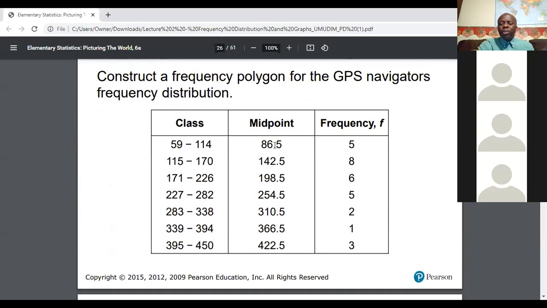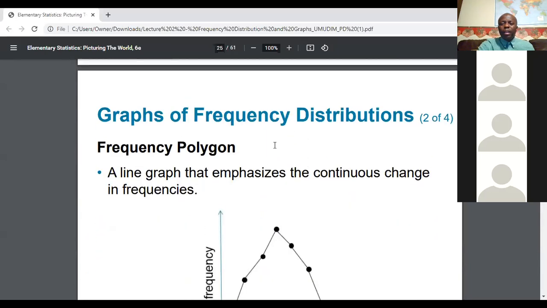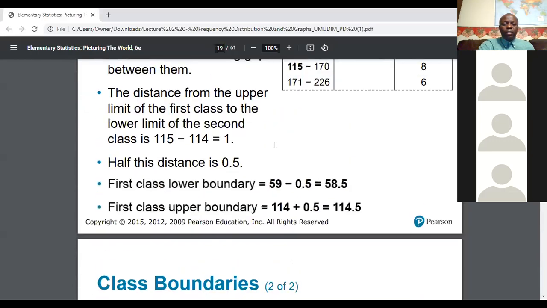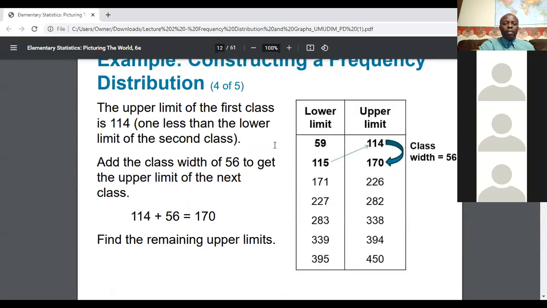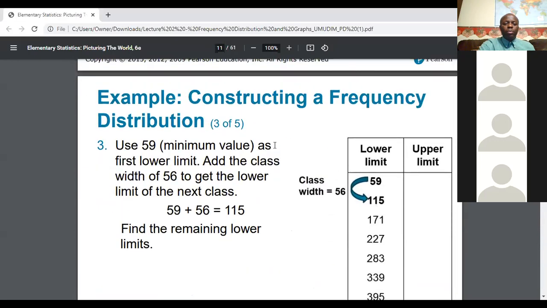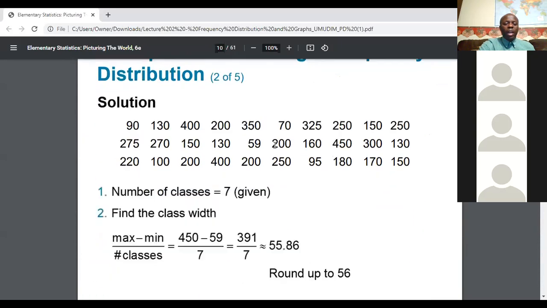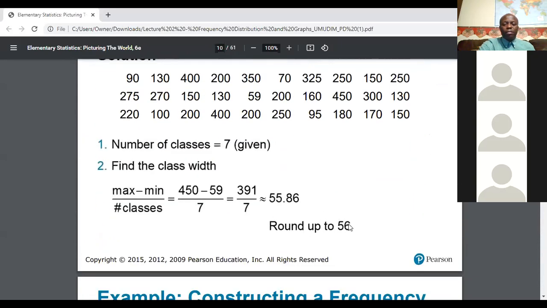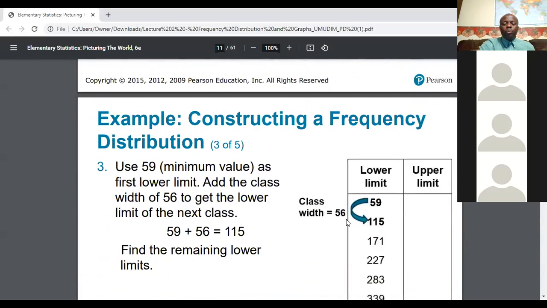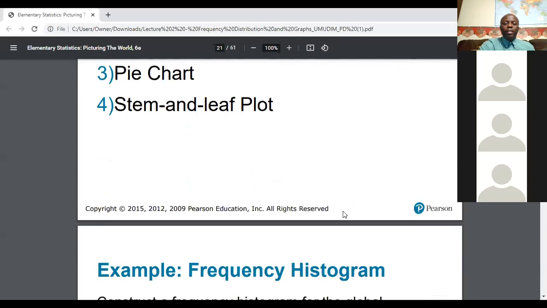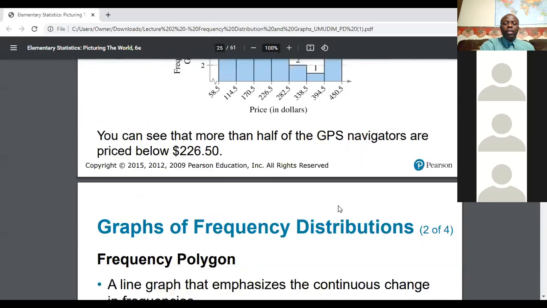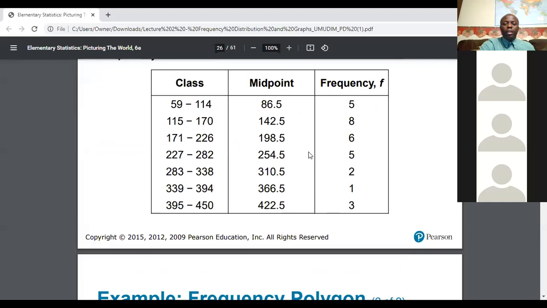If you remember the class width we got at the beginning of tonight's lecture, when we were doing our frequency distribution, we have our class width as 56. So you subtract the 56 from the last number in the class midpoint. See, 86.5 minus 56 gives you 30.5. That's how we got it. Yeah.